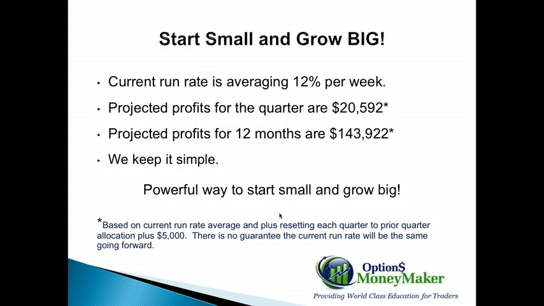We trade these trades in our live trading room across 4 different accounts, and then we alert them and track them in a specific account for our subscribers. Our current run rate across those 4 accounts is averaging 12% per week. That's 12% per week of profit against the starting base of $5,000.